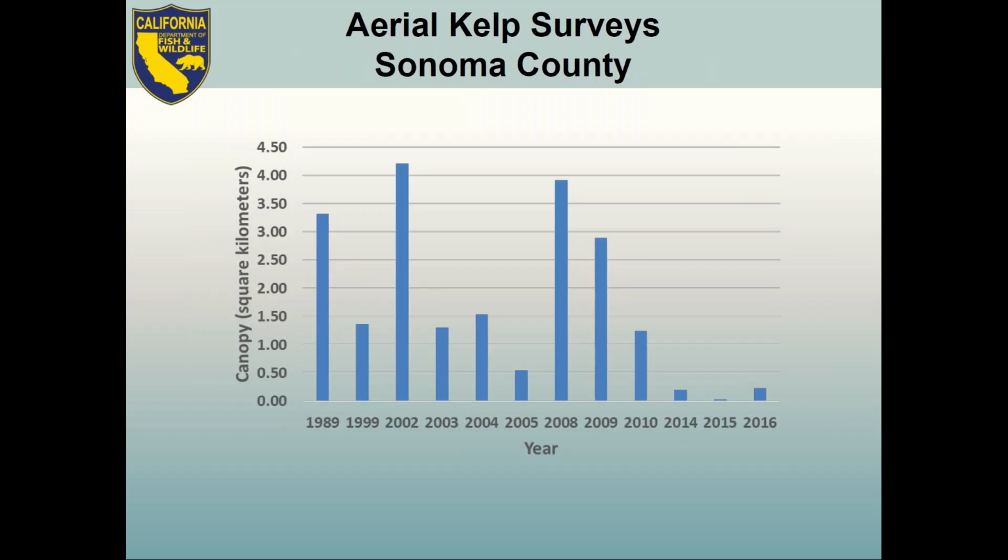So this graph depicts the CDFW's aerial kelp surveys in Sonoma County, and you'll notice that this graph includes more years of data than the previous. Based off of the CDFW surveys, 1989, 2002, 2008, and 2009 were good kelp growth years in Sonoma County. Sonoma County was not surveyed in 2011 and 12, and the 2013 survey did not include all of Sonoma County. So when the next survey was performed in 2014, you can see the drop in kelp canopy coverage, and 2015 had the historic low kelp year for Sonoma County.